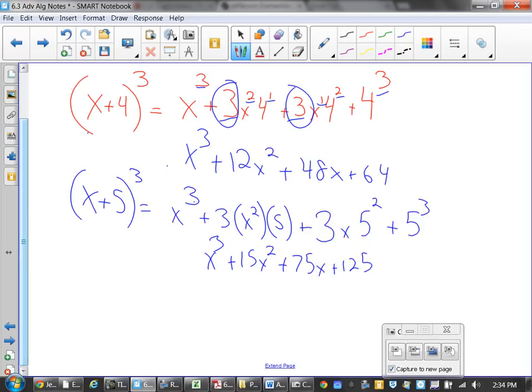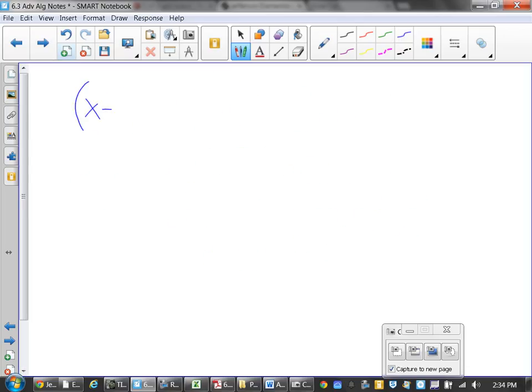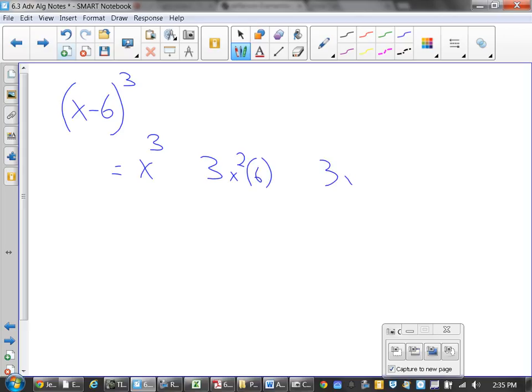That's all. Now, the only other part of this is what happens when it's negative. What happens when it's negative is the rules don't change at all. It's still going to equal first term cubed, and then it'll be 3x squared times 6, and then 3 times x times 6 squared, and then a 6 cubed. Those 4 values don't change. What changes are the signs.